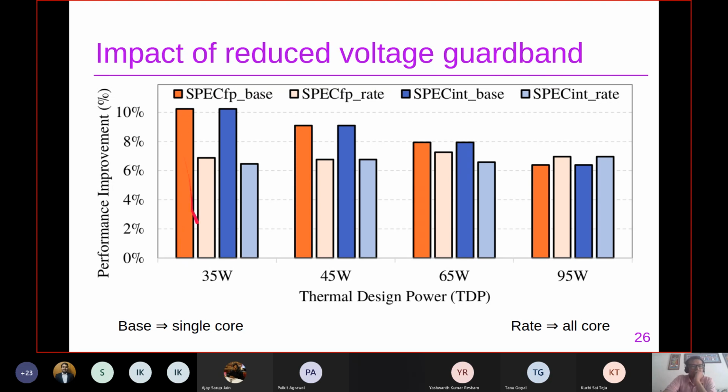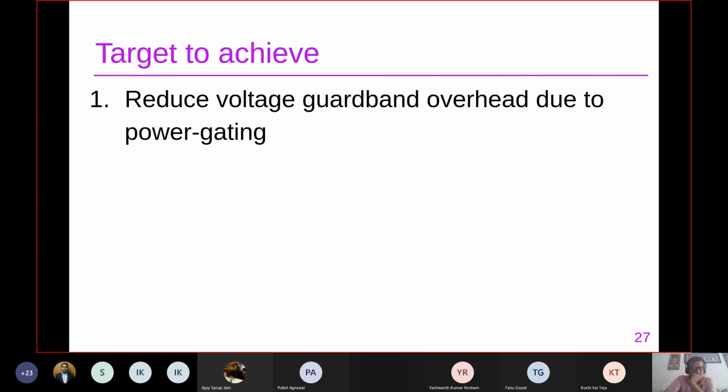But as we move from lower power budget to higher power budget, we can see that the spec underscore rate, that is the multi-core performance, actually increases because you can increase the frequency of all cores, thereby doing more work and gaining more performance. So this essentially motivates us to set our design targets. So the paper targets to reduce the voltage guard band.